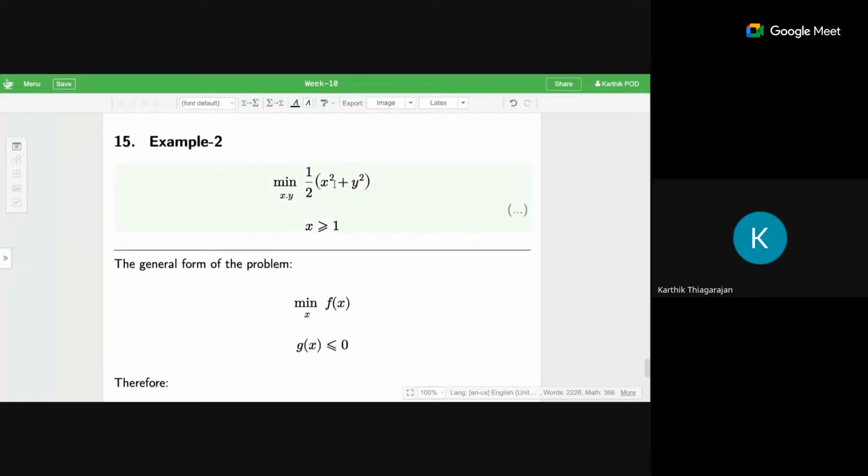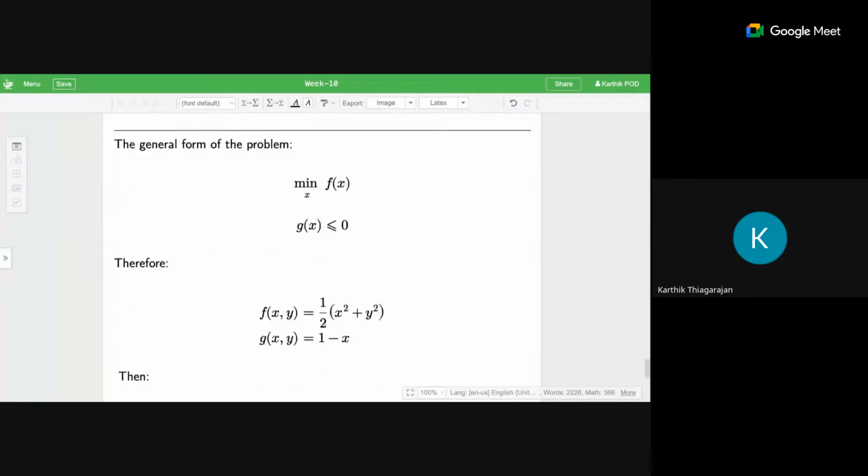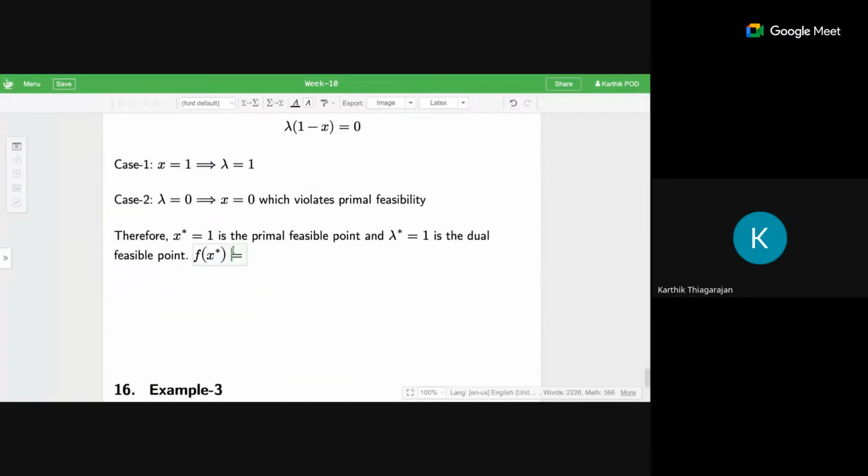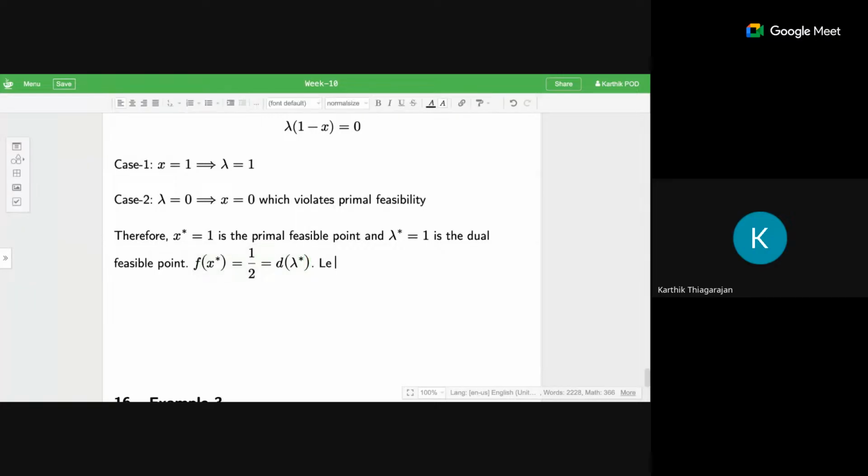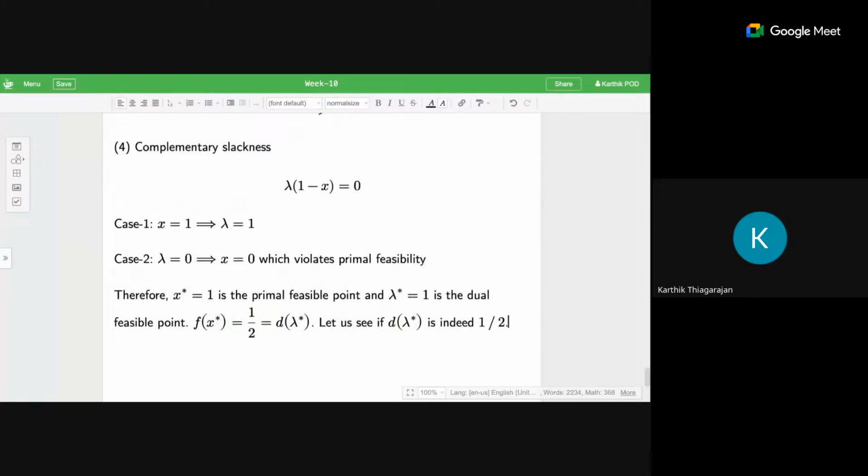f of x star will be half. Okay, f of x star is half, and ideally should be equal to d of lambda star. Let's see. So we have to now compute d of lambda star. Okay, let us see if d of lambda star is indeed half. That's what you have to do. We'll do that and then we'll close this example.